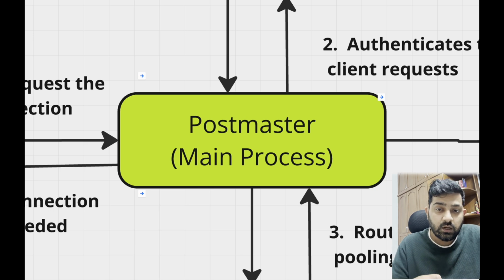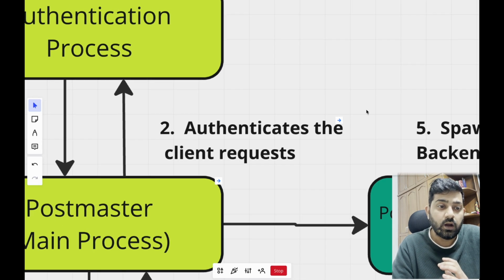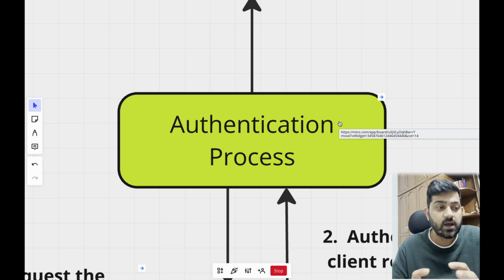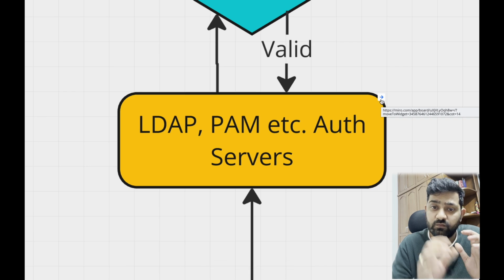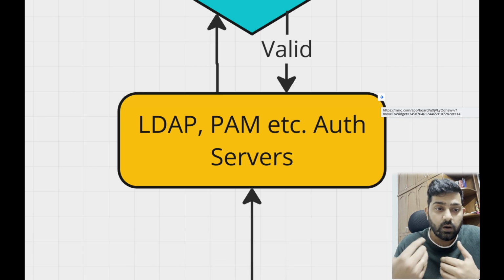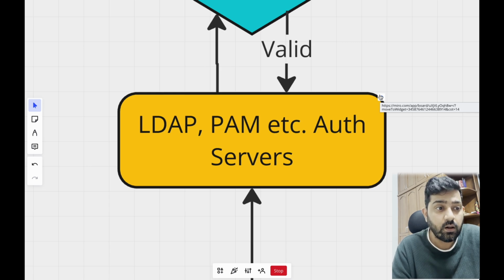Once you send the connection request, the postmaster sends it to be authenticated with the help of an authentication process which is running internally. The authentication process uses LDAP, PAM, etc., whatever you have configured as your auth server, to authenticate that user with the help of username, password, or whatever unique thing you have provided along with your connection URL.